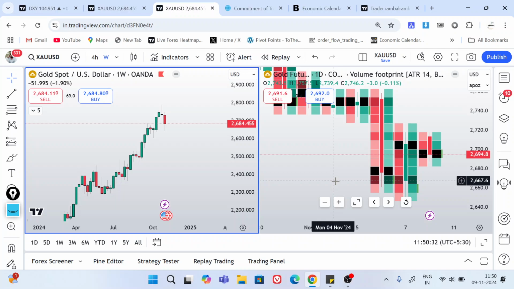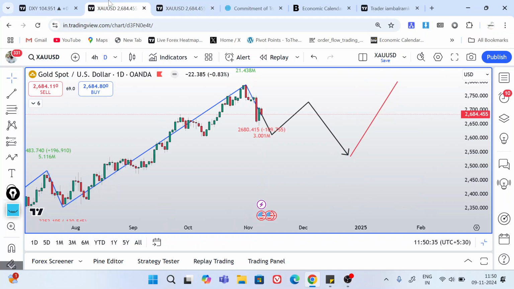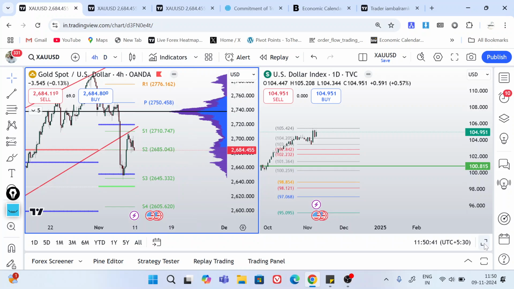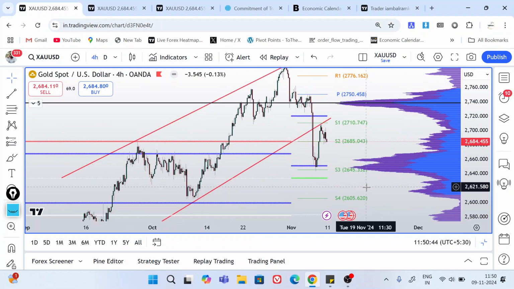In this video, we are going to analyze the gold chart on different time frames, and we are going to check important price action levels and price action structures that gold is currently following, so that we can utilize those levels for finding buy and sell opportunities in the next week.